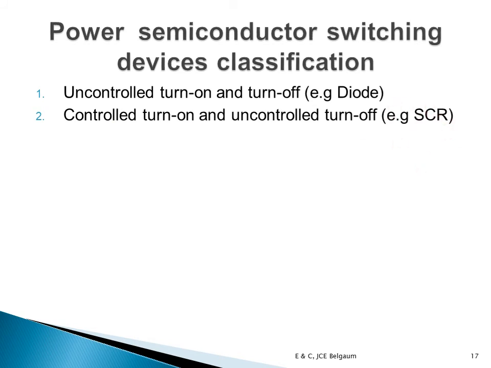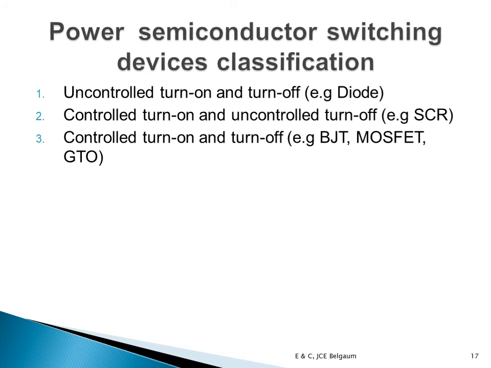the typical device is SCR. Next is controlled turn on and turn off, where both are controlled. Which are those devices? One is BJT. If I give the base current, it turns on. If I remove the base current, it turns off. So both turning on and off are in my hands, right? Similarly for MOSFET, and GTO has got two gates, one to turn on and one to turn off. So these are the three devices: BJT, MOSFET and GTO.